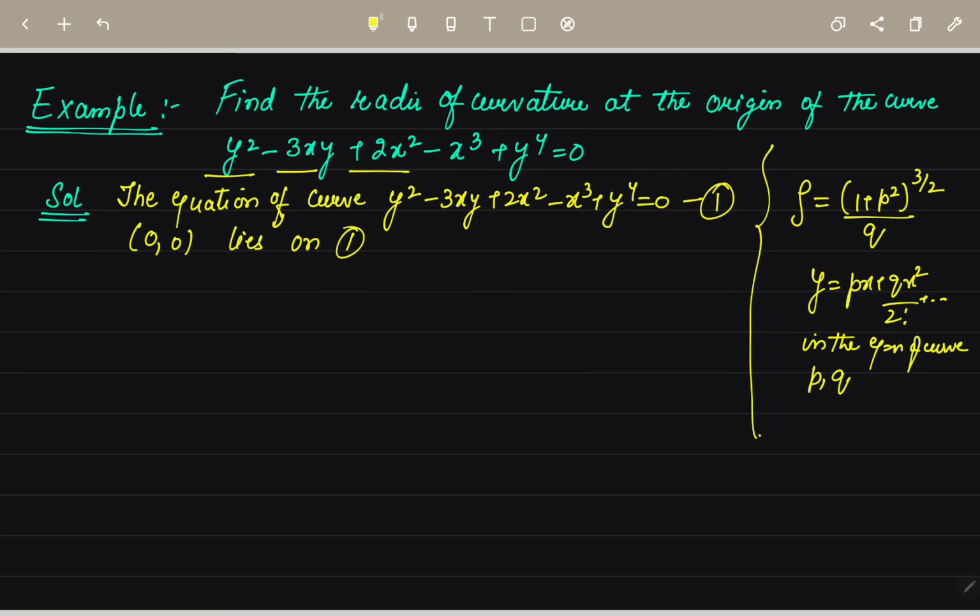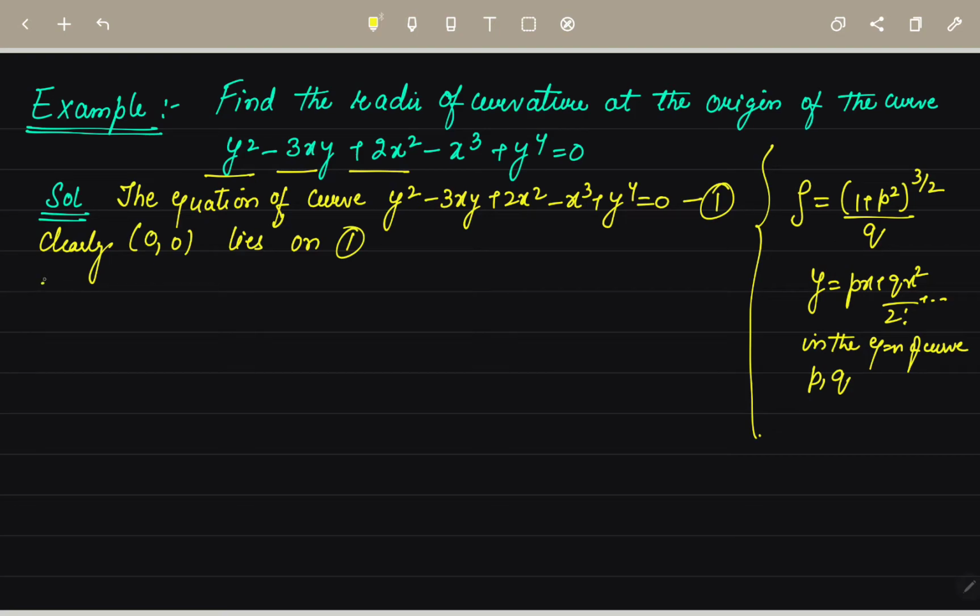So now I am writing here the equation of the curve: y square minus 3xy plus 2x square minus x cube plus x4 is equal to 0. First of all, I will see whether this curve passes through the origin, that is 0, 0. So clearly, 0, 0 lies on equation first, because after putting x is equal to 0 and y is equal to 0 in this equation, left hand side is equal to right hand side.